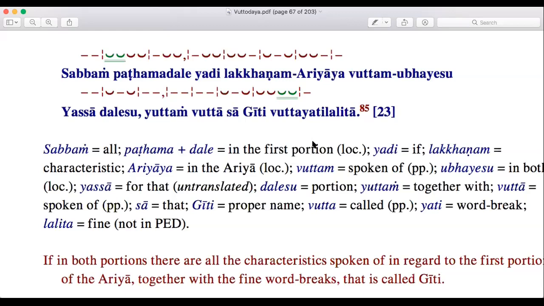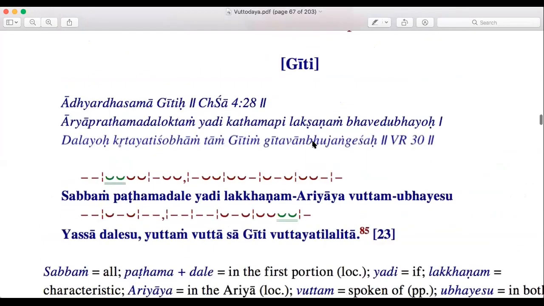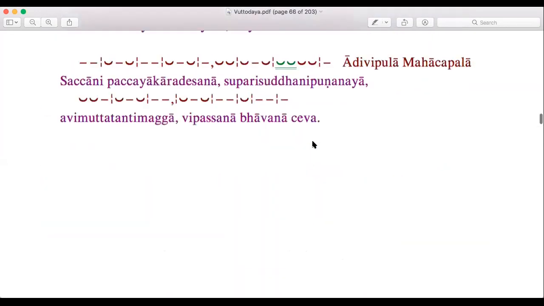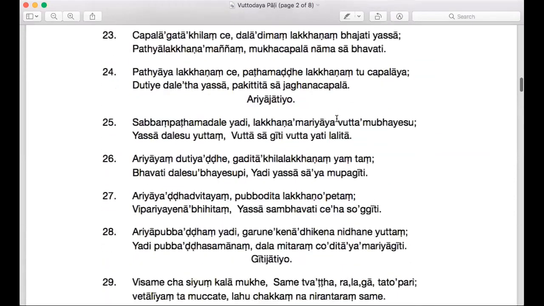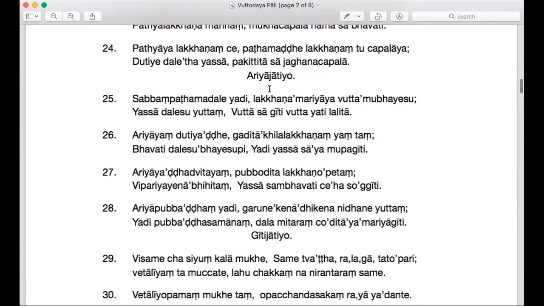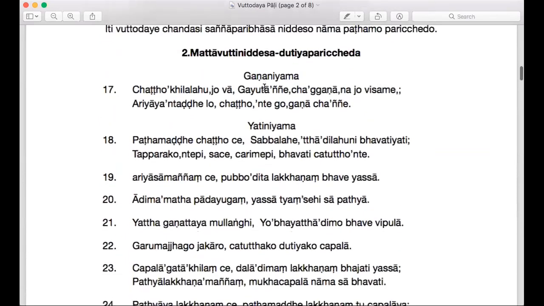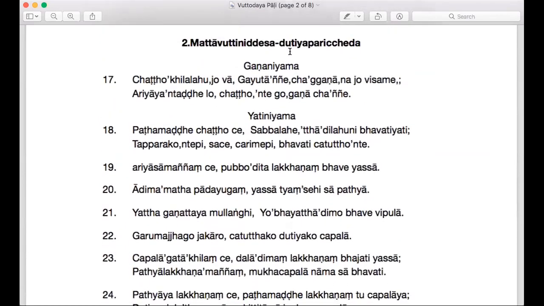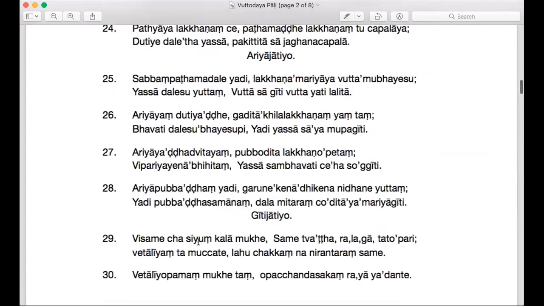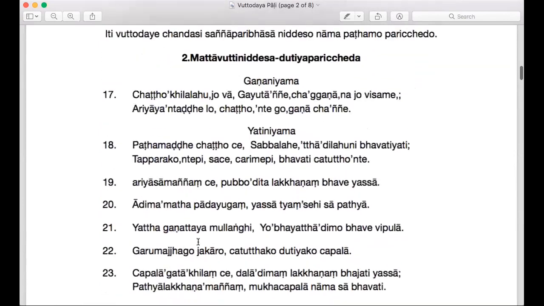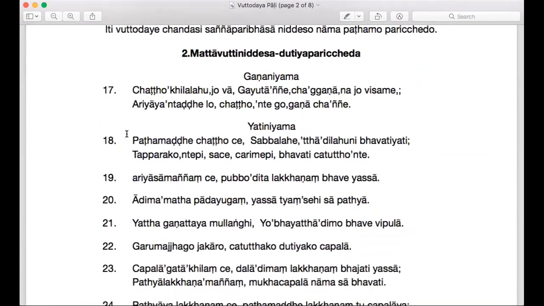Actually, I cannot remember which video it is, but what you should study is in the Arya. Give me a second. So here now we are in the Giti chapter, Giti group. Previously we studied the Arya chapter, no? In the Matta Vutti Niddesa, Dutiya Paricheda, second chapter, there are 4 subsections: Arya, Giti, Vetaliya and Matta Samaka. We finished Arya group, and now we are in Giti group. So what you have to go and study is the second verse of the Arya group.